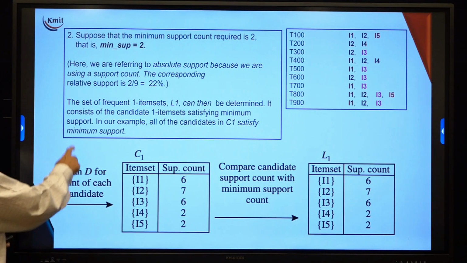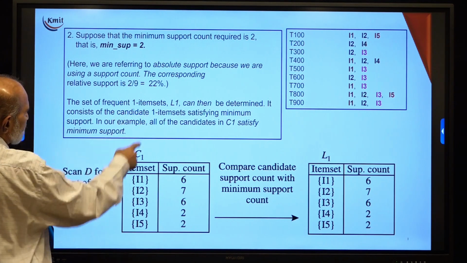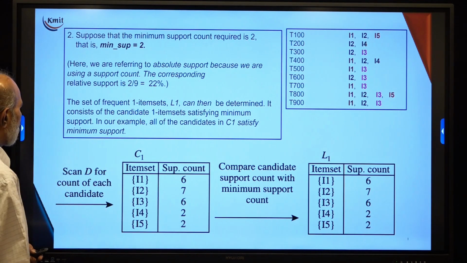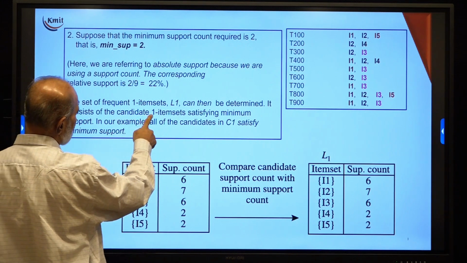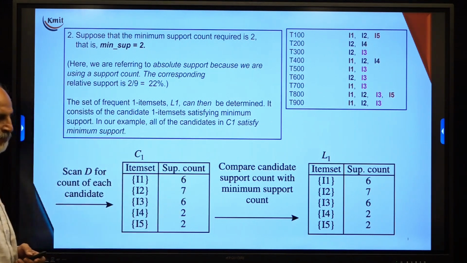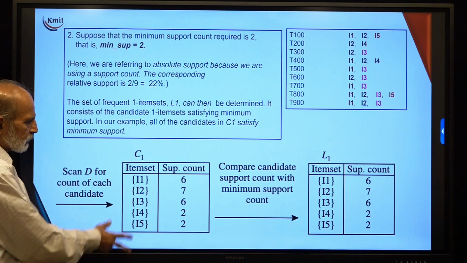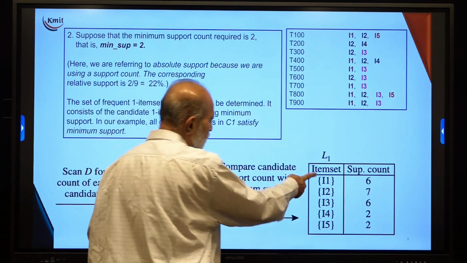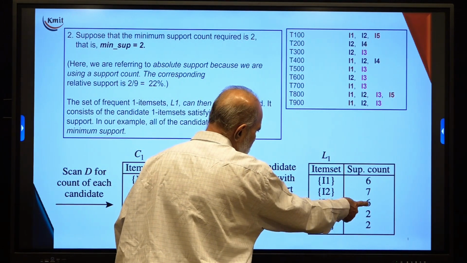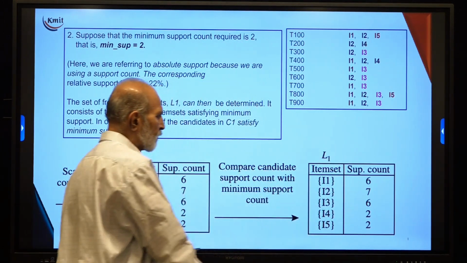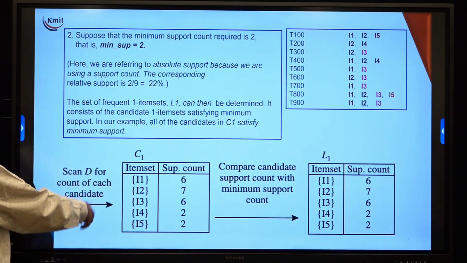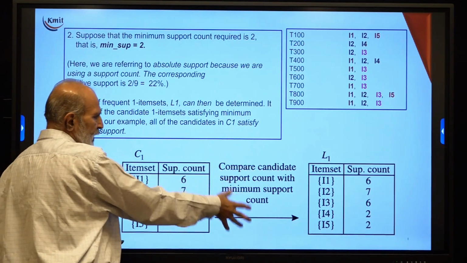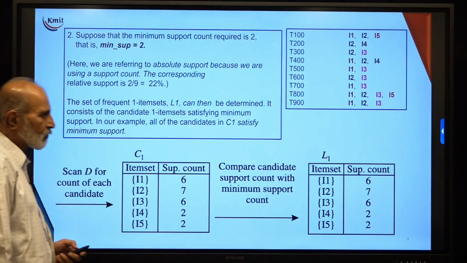What we do is the set of frequent one-item sets L1 can then be determined. It consists of all those candidates where the item satisfies the minimum support value. In our example, all the candidates of C1 satisfy the minimum support value, so even 2, 2, 6, 7, 6 are available. So I compare the candidates from C1 and I get L1.